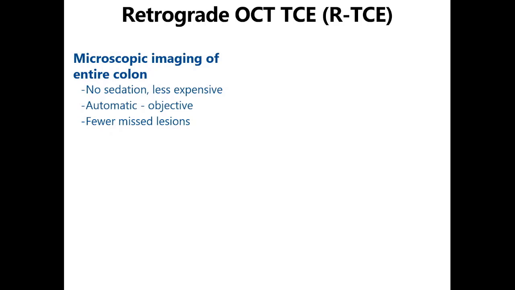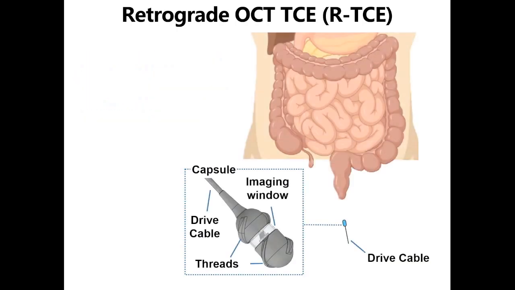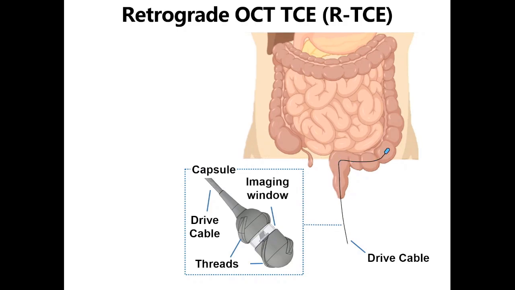And so if you could image the whole colon at microscopic level, you could potentially not have to miss those lesions. So it's the same kind of capsule, but the difference is that it has these silicone threads on the outside, and the capsule actually spins. So when you stick it into the anus, it spins and it goes all the way up into your colon. It drives itself into your colon. And then once it's there at the cecum, which is the proximal most part of your colon, you activate imaging and you can pull it back.